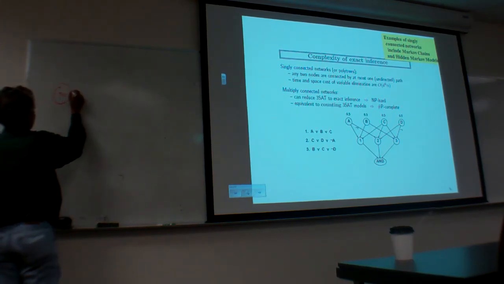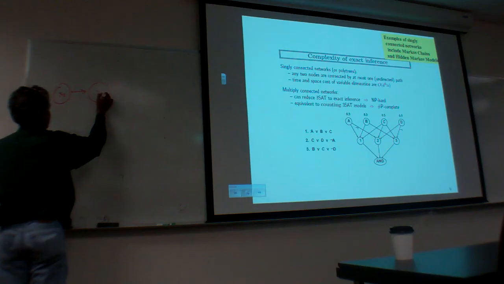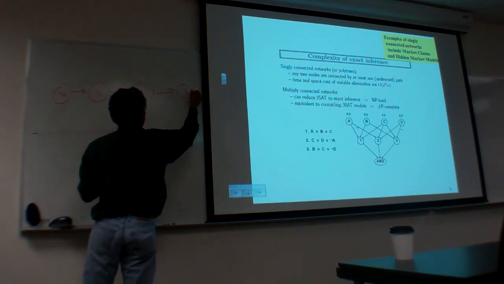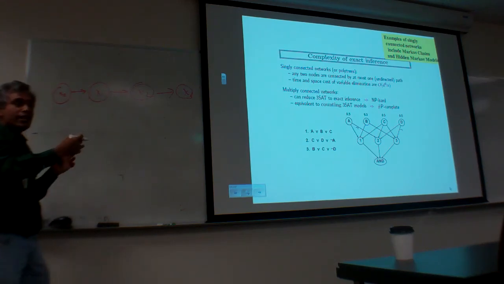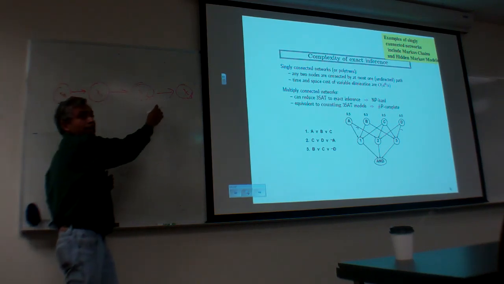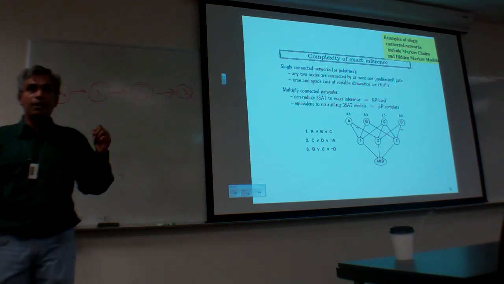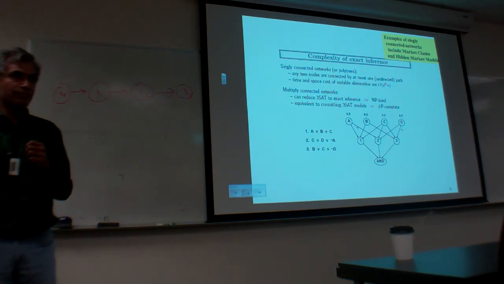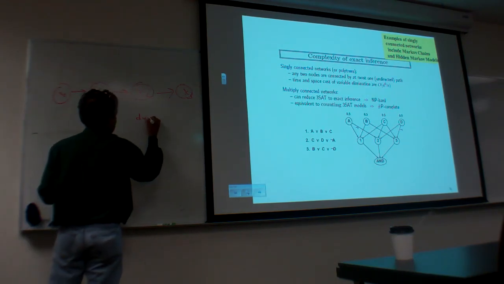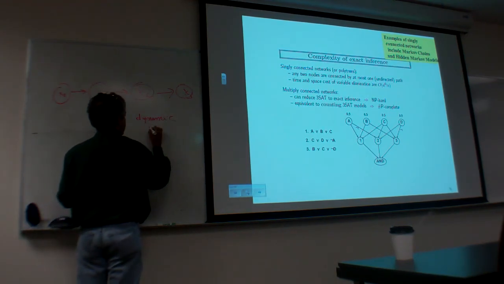Here is x0, which influences x1, which influences x2, which influences x3, where x is a random variable and its value at the 0th time, 1st time, 2nd time, etc. That's a Markov chain. In fact, these are called dynamic Bayes networks.